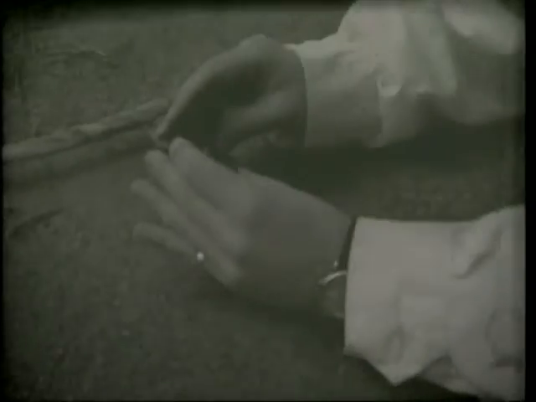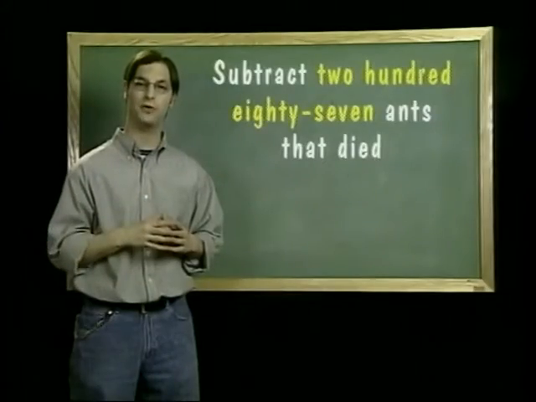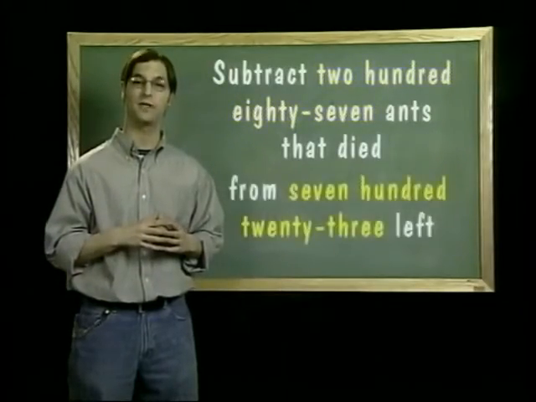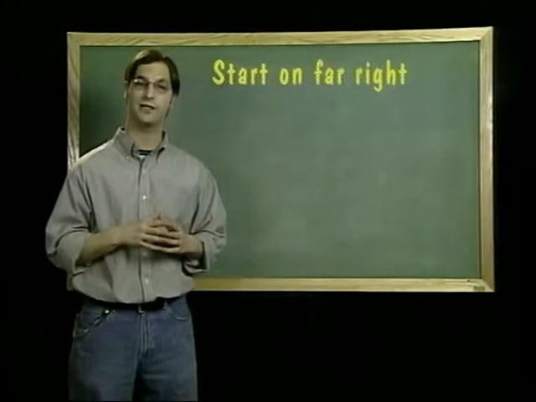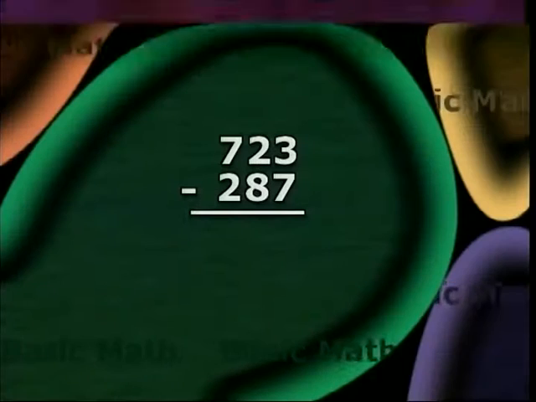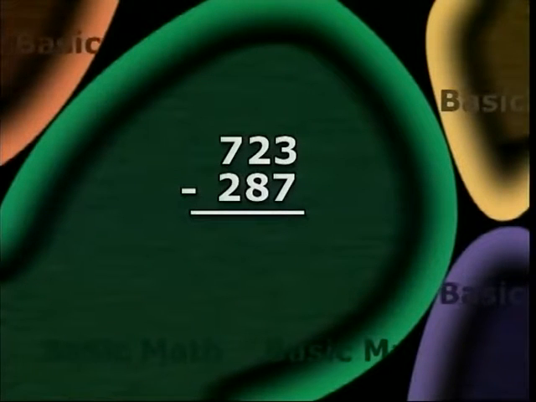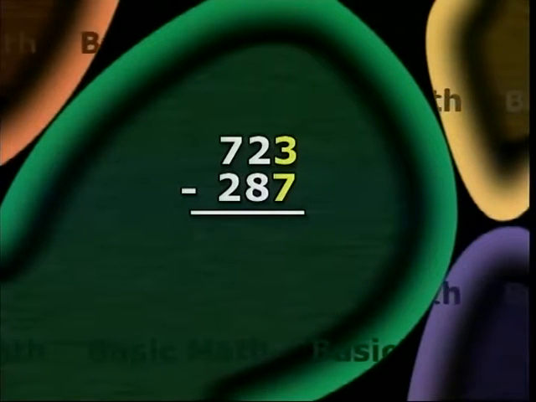I counted 723 left. I don't know where the rest of them are. We'll subtract the 287 ants that died from the 723 left. We start on the far right. The digit place in the far right is the units place. So following the process of subtraction, we'll start with the units place.